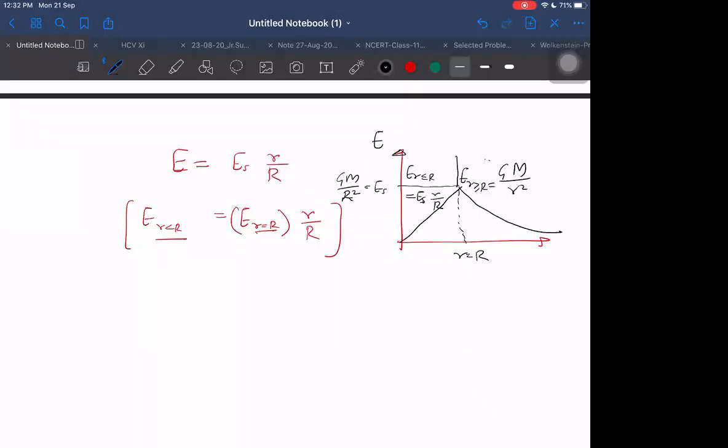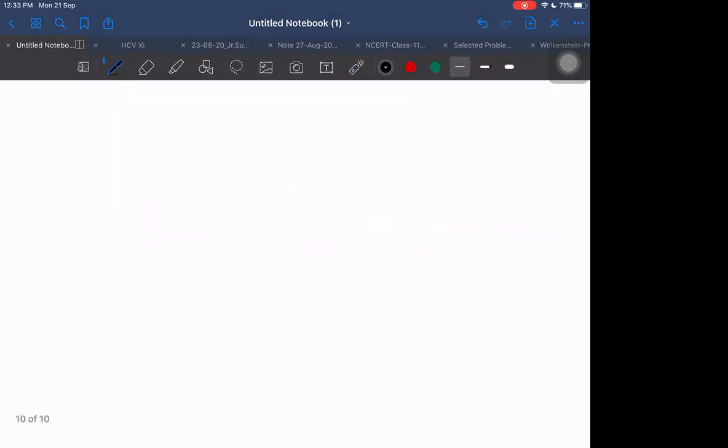For the shell, the graph was similar, but that started from here and then went up. Inside it is 0, and outside it is the same. Outside same, inside different. Inside it is 0. E versus r graph. This was for a solid uniform sphere.